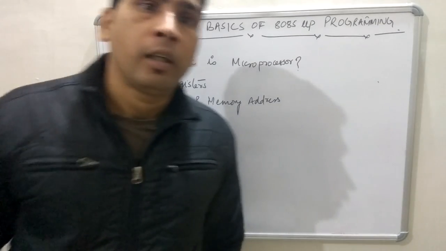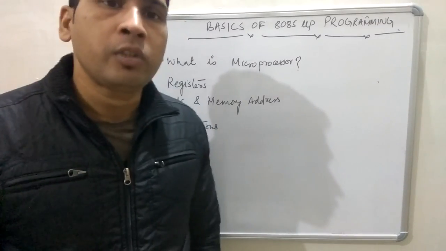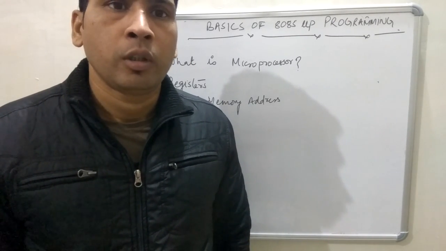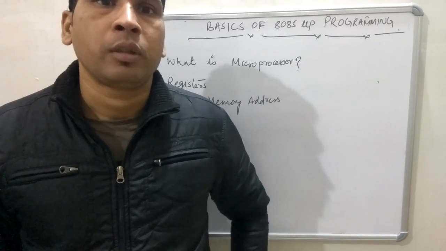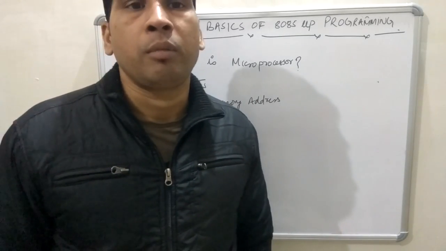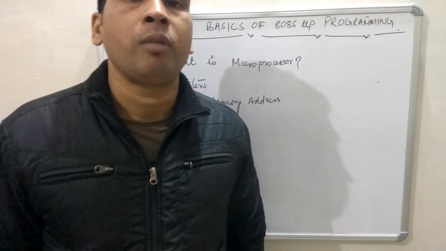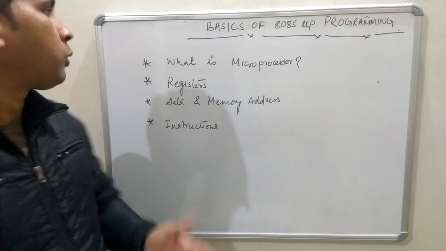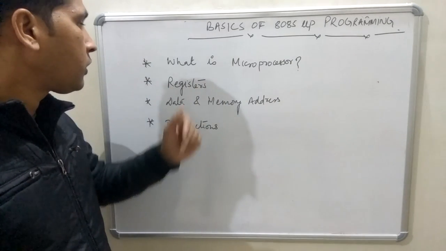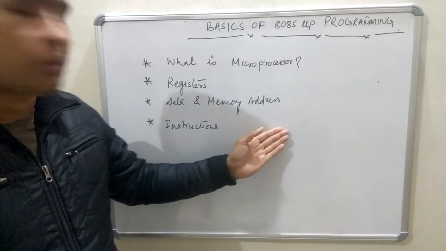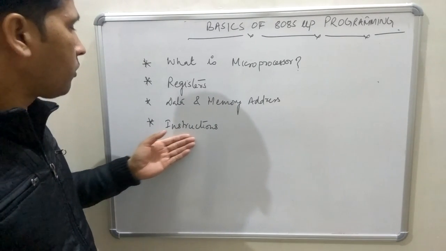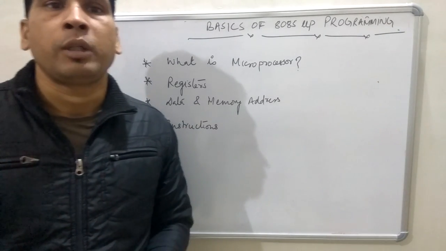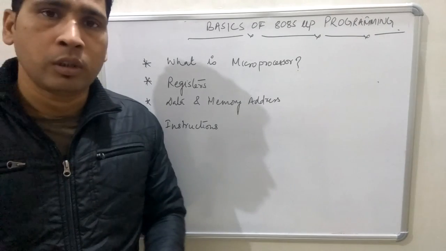Dear student, in this video series, I am going to discuss how you can make microprocessor programming so easy. To start any microprocessor programming, you must know some basic parameters to understand how we can perform the programming. These basic parameters are, firstly, you must know what is a microprocessor, what is a register, what is data and memory address in a microprocessor, and what is the basic function of instructions. So let's start one by one to understand microprocessor programming so easily.